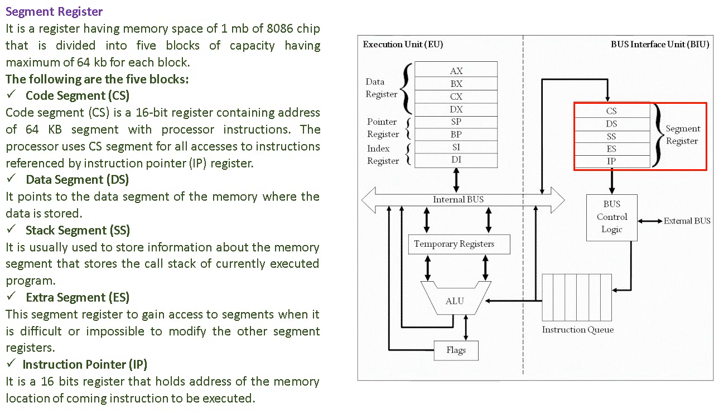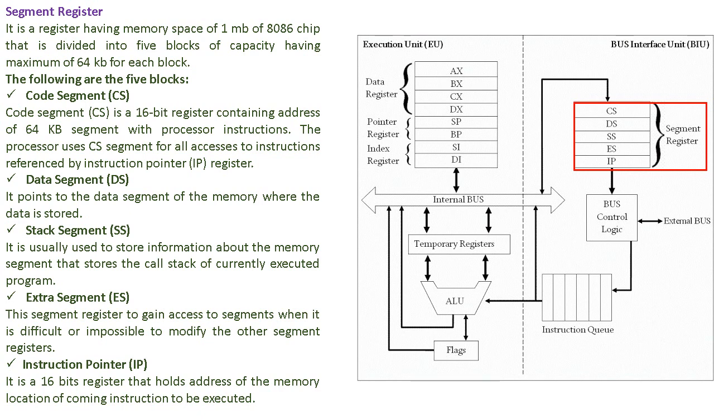Code segment, known as CS. You can observe in the diagram CS, that is the code segment. Code segment is a 16-bit register containing the address of a 64 kilobyte segment with processor instructions. The processor uses CS for all accesses to instructions referred to by the instruction pointer, that is the IP register.